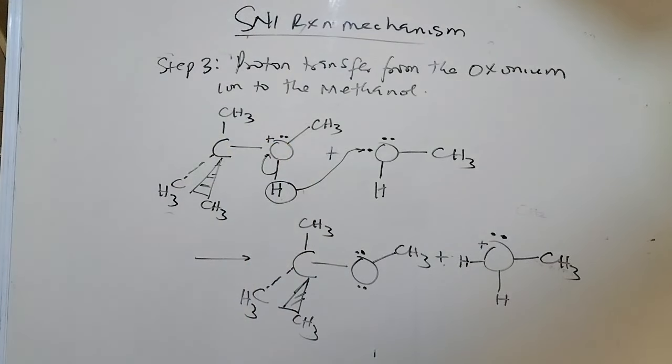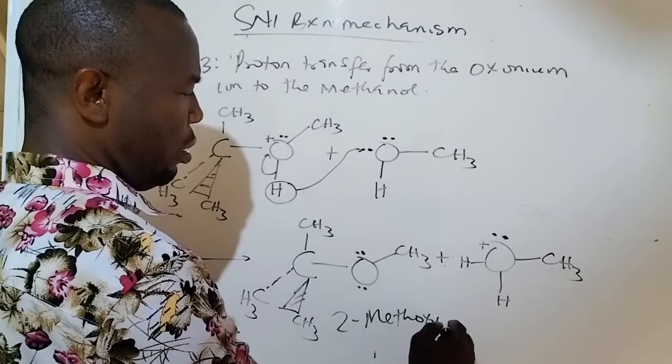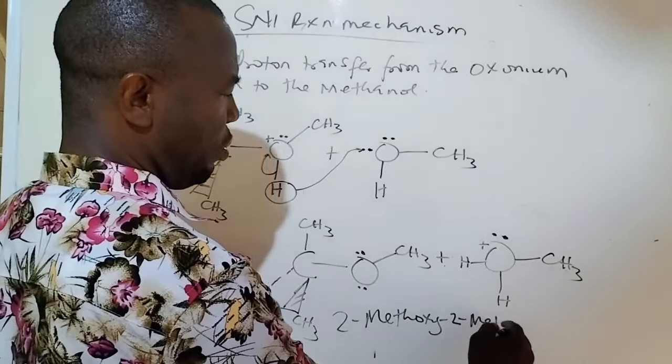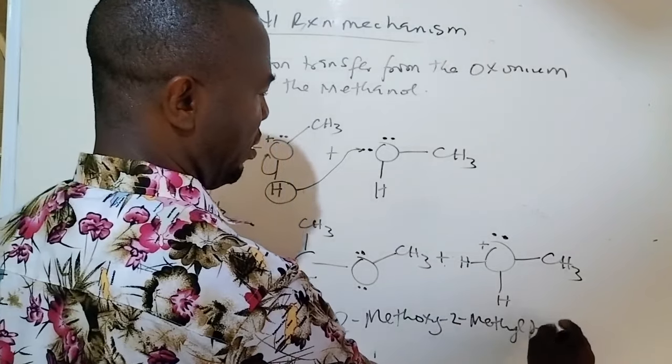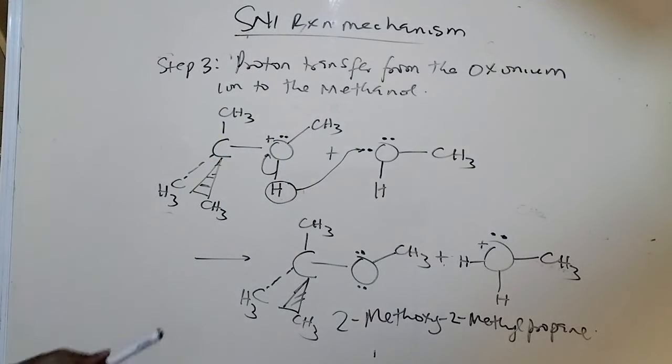And the final product is called 2-methoxy-2-methylpropane. That is the IUPAC name of the final product. Why is it 2-methoxy-2-methylpropane? You can draw the structure very well and then know why it is called 2-methoxy-2-methylpropane. So let's look at the structure.